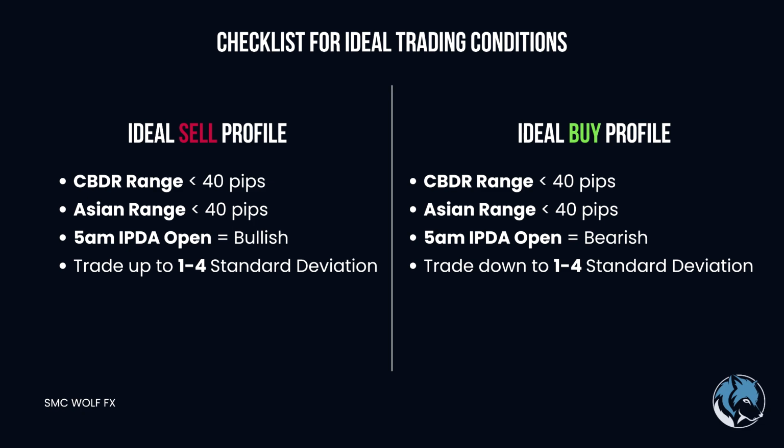The ideal sell profile for London trading session setups would be where the CBDR range, being a range of consolidation, is less than 40 pips. The Asian session is also a range of consolidation which is less than 40 pips. IPDA Open at 5 AM GMT plus 0 is bullish for roughly the first few hours in the morning, and as a result price trades up into a 1 to 5 CBDR standard deviation, which would also be in line with other smart money reference points such as order blocks and fair value gaps.